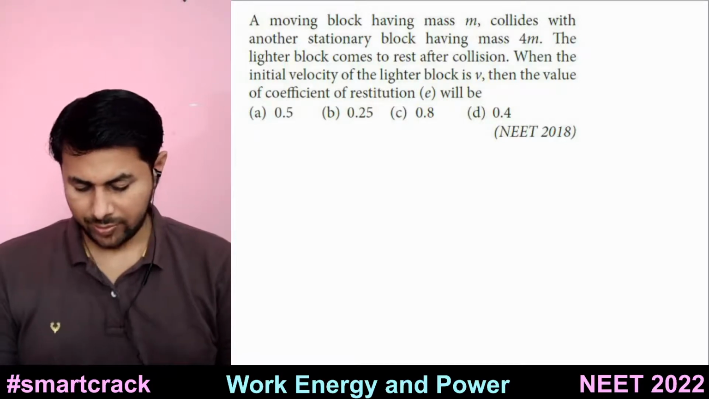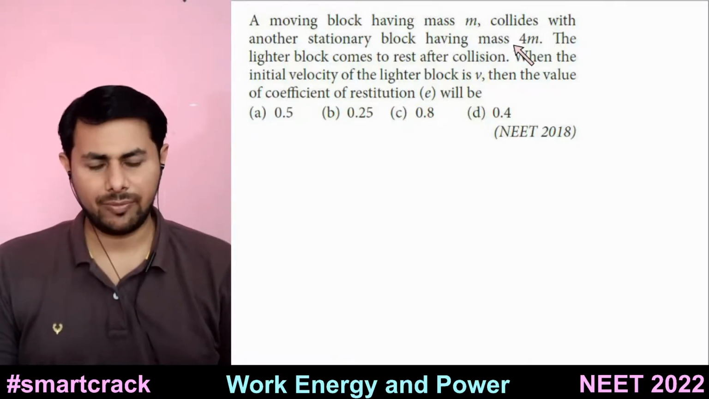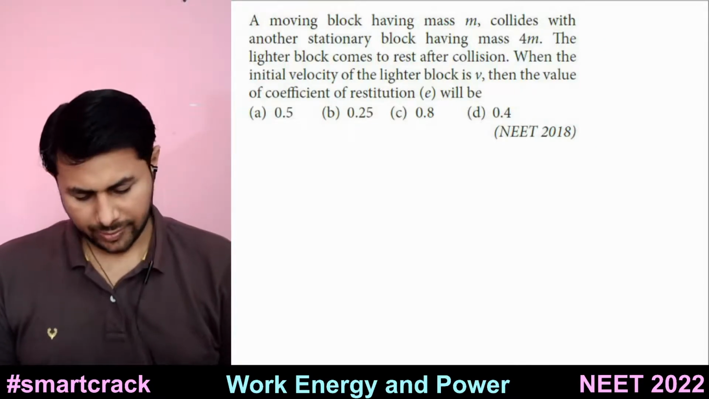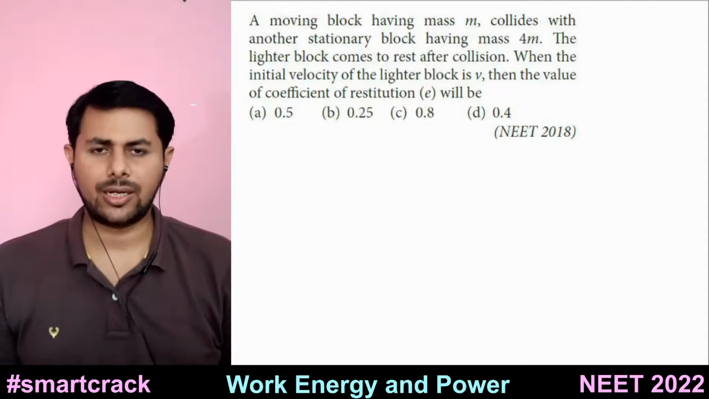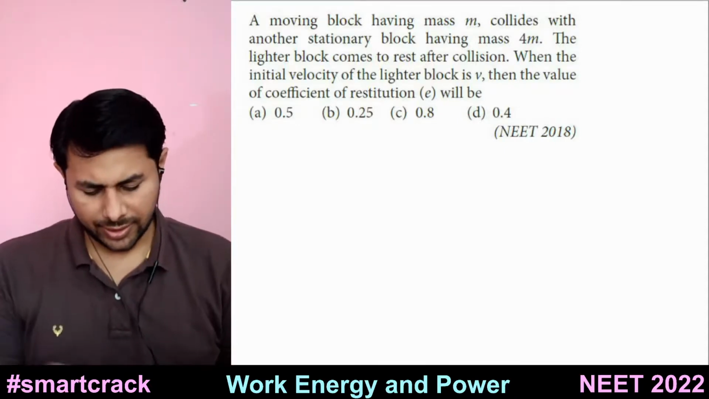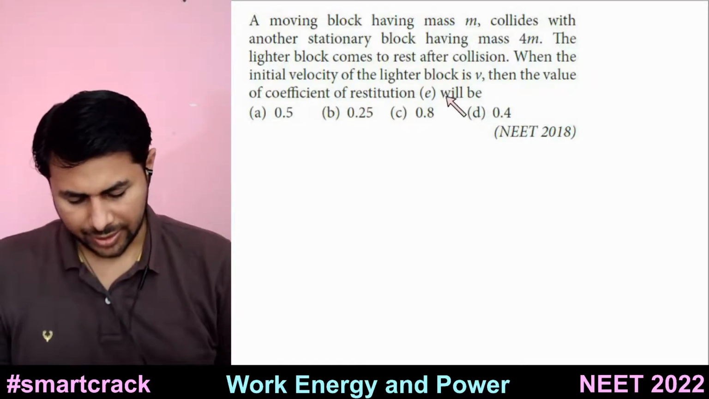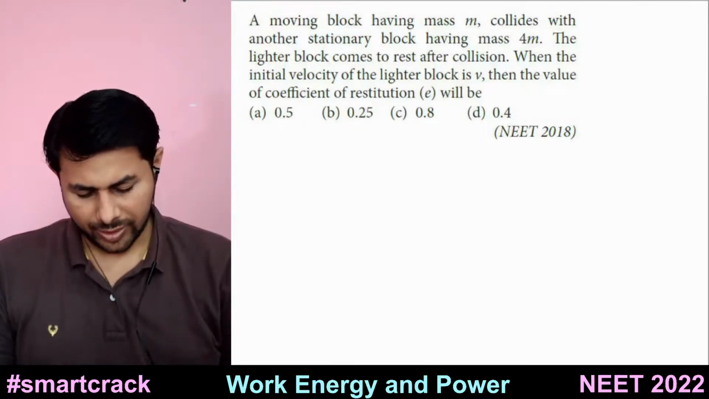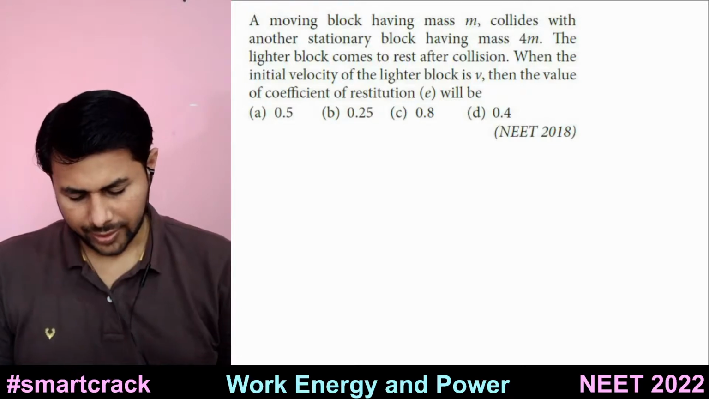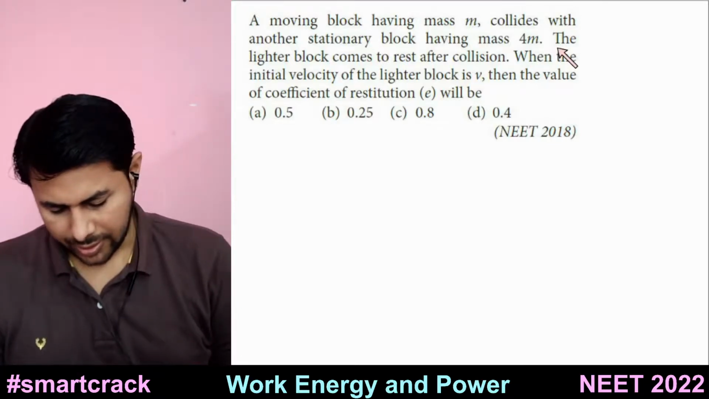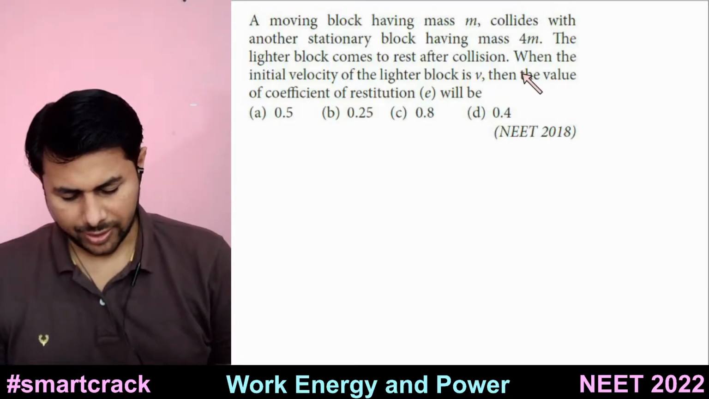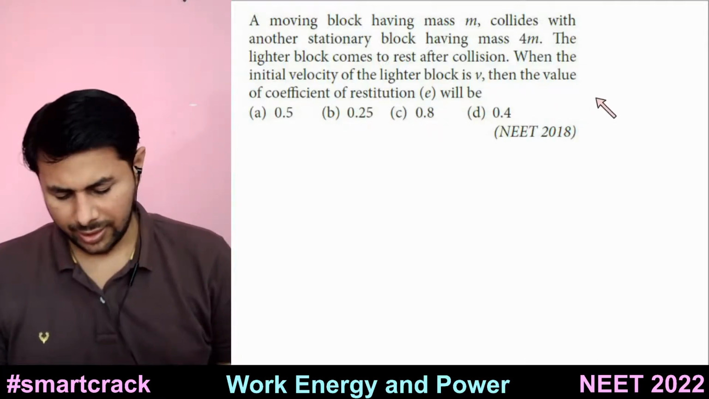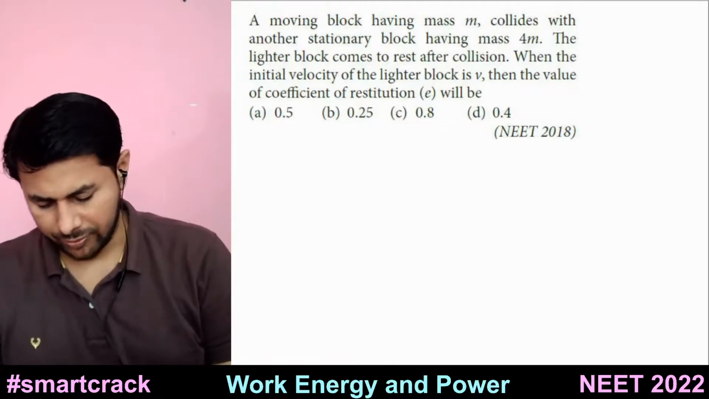A moving block having mass m collides with another stationary block having mass 4m. The lighter block comes to rest after collision. When the initial velocity of the lighter block is v, then the value of the coefficient of restitution e will be. Okay, so the question is, the lighter block comes to rest after the collision when the initial velocity of the lighter block is v, then the value of the coefficient of restitution will be.